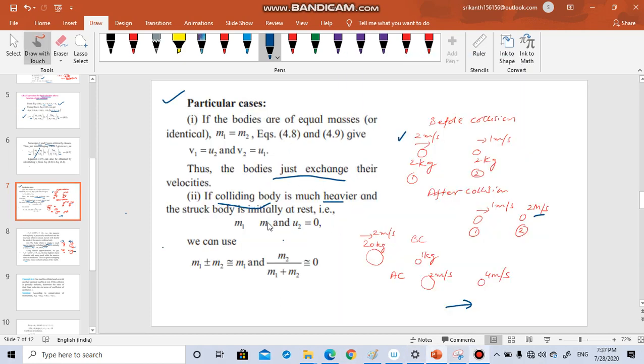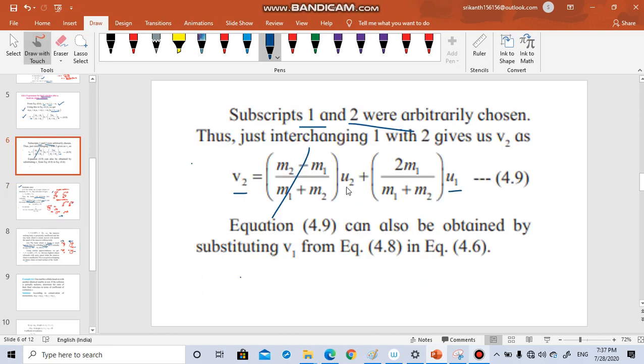Achha. The second case: if the colliding body is much heavier and the struck body is at rest. So the condition given is that the second body is at rest, and I forgot that condition. When you substitute in this equation, u2 is anyway 0 because the second body is at rest. And what happens to this body? This becomes 2m1 by m1 because m2 is very, very small.